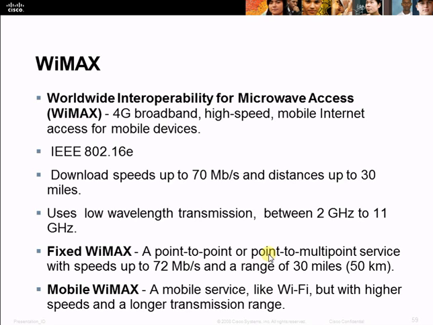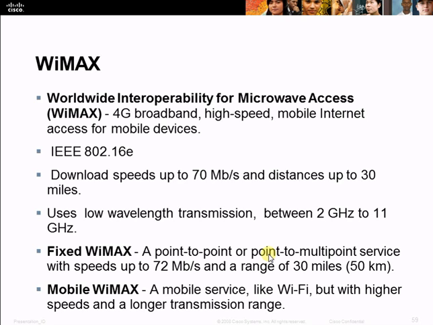A fixed WiMAX is point to multipoint service with speeds up to 72 megabits per second with a range of 30 miles. And there's the mobile WiMAX for mobile service like Wi-Fi, but with higher speeds and longer transmission. So this will be our 4G cellular service with the Wi-Fi with it.